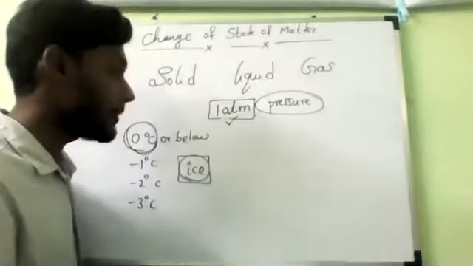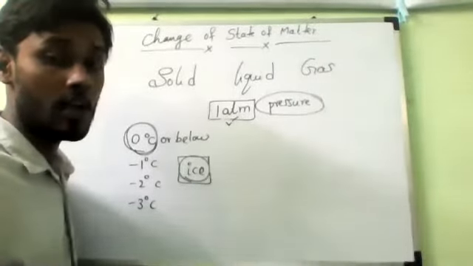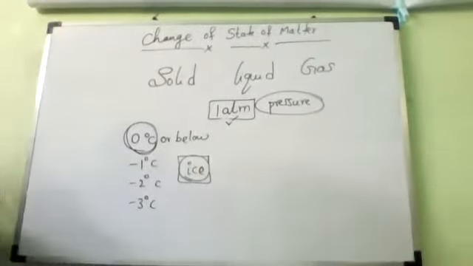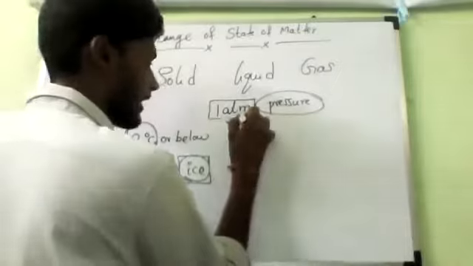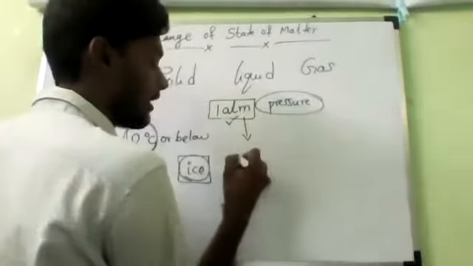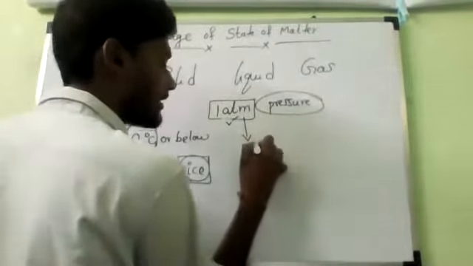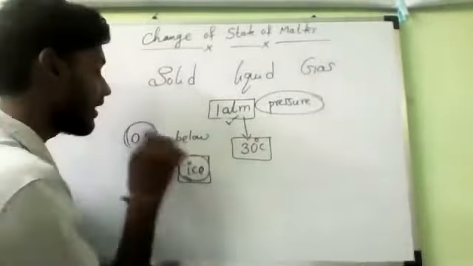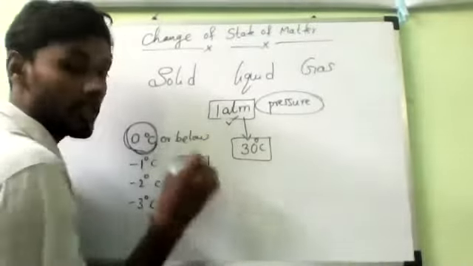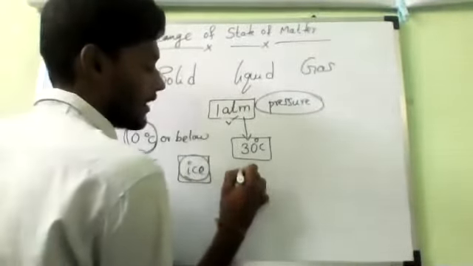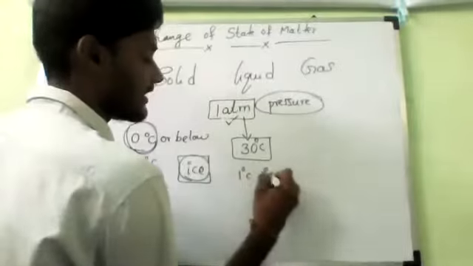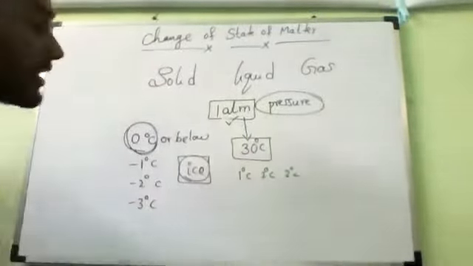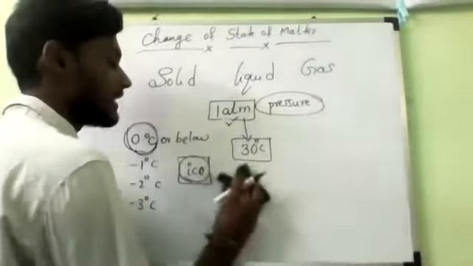Understand? So for example, let us come to here. Now, as we know, water exists as a liquid at room temperature. If we take the same 1 atmospheric pressure, and room temperature presently 30 degrees Celsius, so above 0 degrees Celsius, if we take temperature at 1 degree Celsius, 2 degrees Celsius, 3 degrees Celsius, like that. Consider normal room temperature to be 30 degrees Celsius.